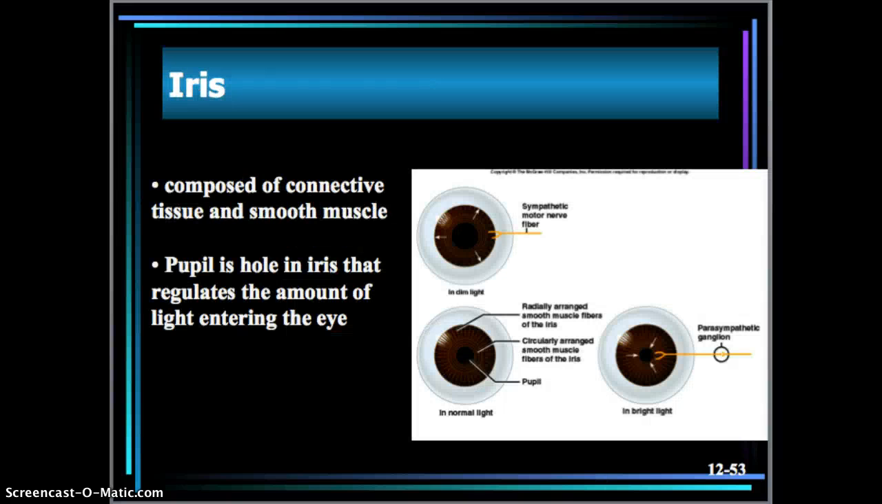The iris is a thin diaphragm, mostly composed of connective tissue and smooth muscle fibers. It is the colored portion of your eye, and it extends forward from the ciliary body and lies between the cornea and the lens. And you also use these muscles to contract and dilate your pupils.